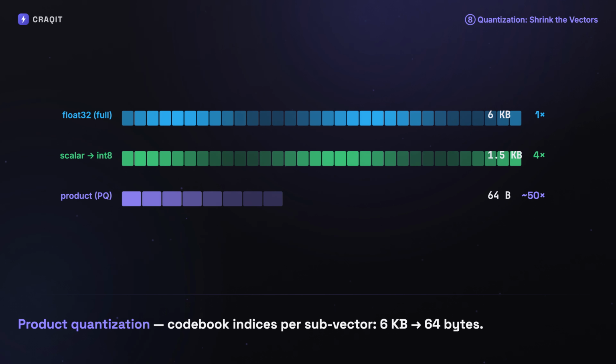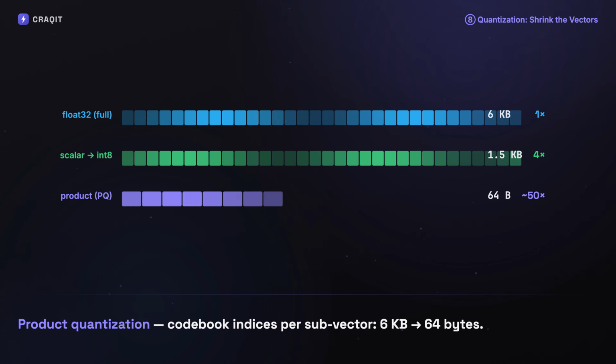Product quantization, PQ, goes further, and it's the classic term. Chop each vector into small subvectors, and for each, learn a little codebook of representative values and store just the index of the closest one. A 3 kilobyte vector collapses to maybe 64 bytes, a 50 times reduction.